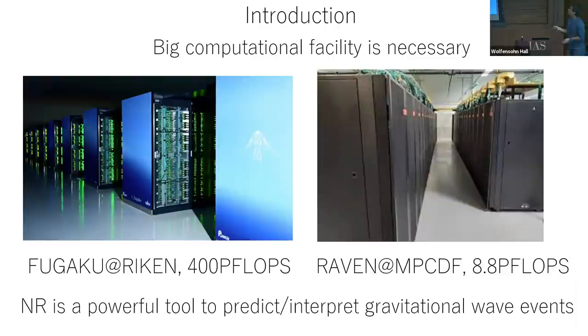I also want to mention the necessity of big computational facilities. I'm involved in the Fugaku project in Japan, which is ranked number one right now. I also appreciate the computational facility provided by the Max Planck Society. This is great. So with these ingredients, numerical relativity is a powerful tool to predict or interpret gravitational wave events.